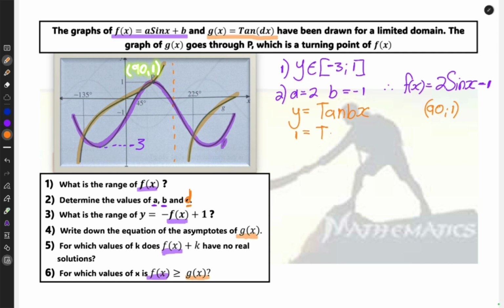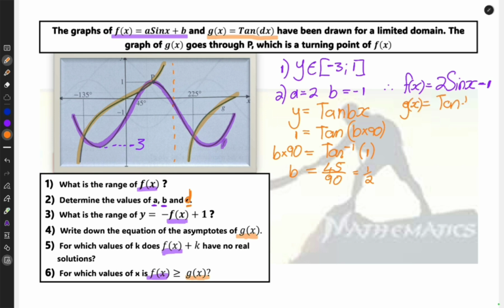1 is equal to tan of b times 90, and then if I say shift tan of 1, I can then say, okay, this is b times 90 equals shift tan of 1, and I know that is just 45. So then b is equal to 45 over 90, which is just a half. And there we go. That is my new formula. So I'm just going to jot it down there and say I know that g(x) is equal to tan of a half x.